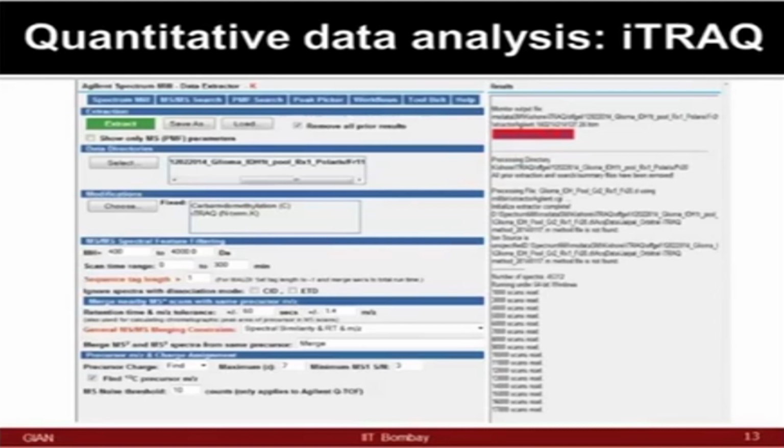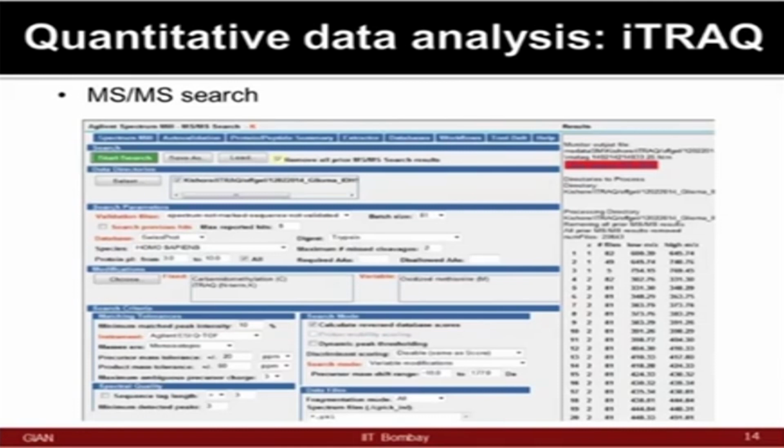Nevertheless, in this case, one needs to define the range, look at the scan time range, the retention time, the m/z tolerance, the precursor charge you are expecting, and the MS noise threshold. All of these parameters one needs to define depending on the instrument being used, your knowledge about your sample, and the runtime. All of these will be crucial factors for deciding these parameters.